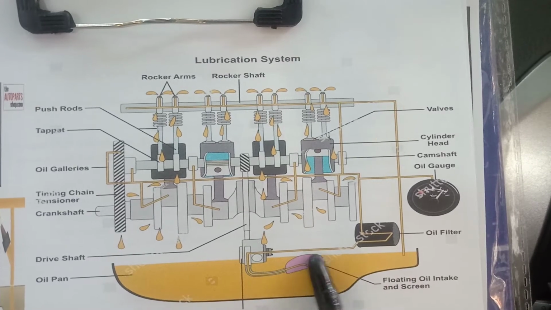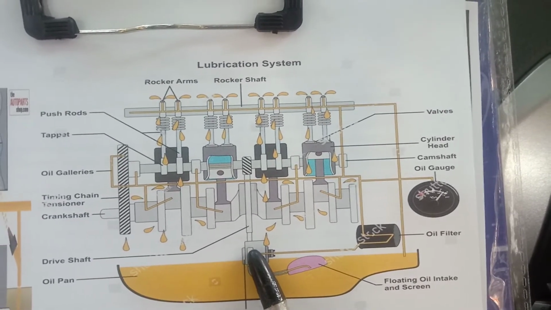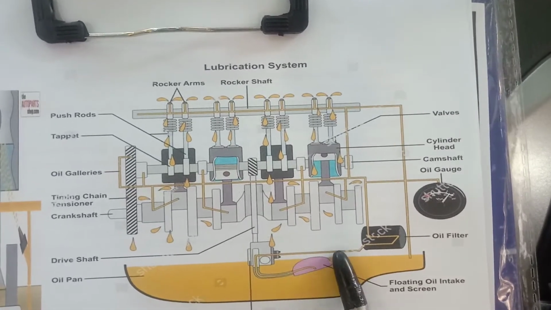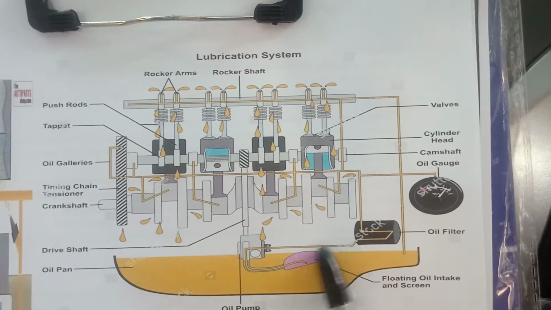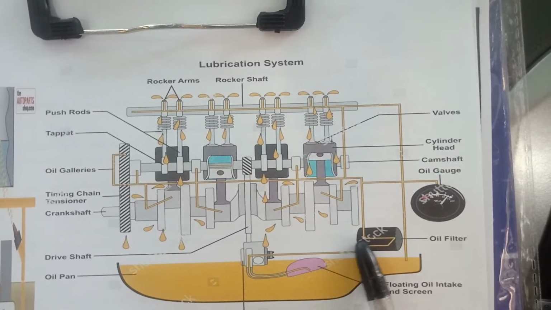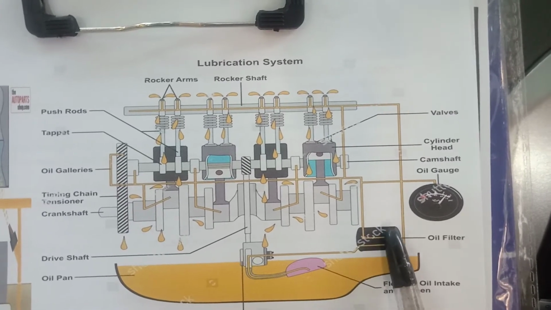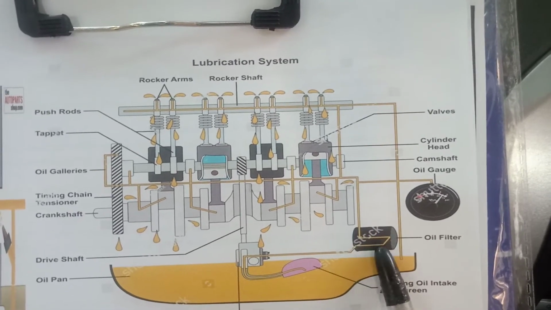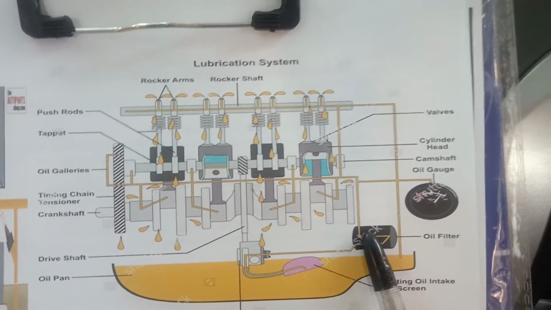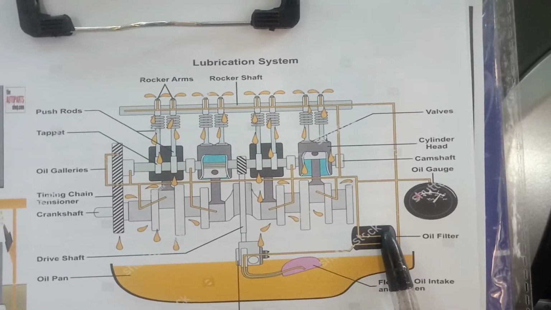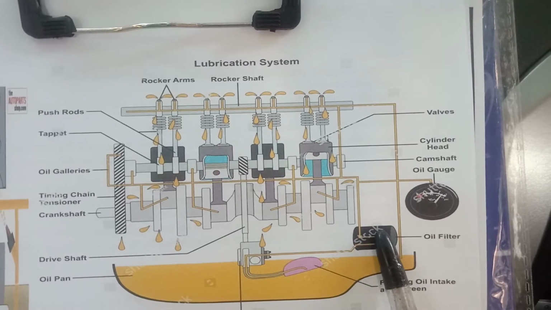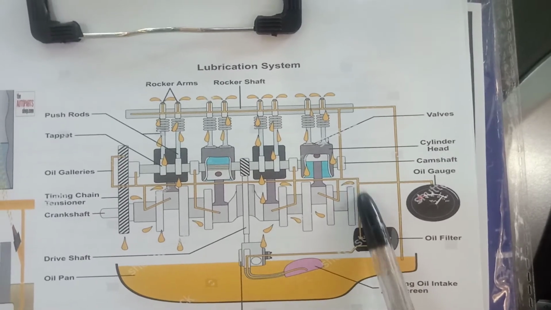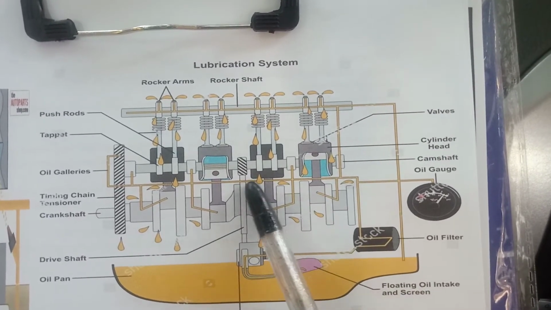So here the oil is filtered and sucked into the inlet of the pump. Then the pump forces this oil into this gallery, and after that it goes to the oil filter, where it is filtered again. In the oil filter, all the carbon particles, foreign particles, and very minute particles are filtered out. They are trapped in this oil filter because the oil is in pressurized form. The foreign particles are trapped here, and pure oil is passed to the oil galleries and supplied to the various parts of the engine.